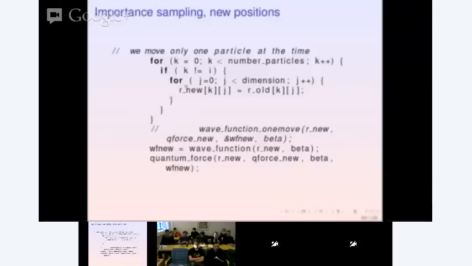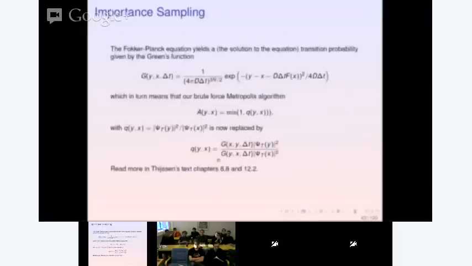So now I move one particle at a time, and I compute at the end here the new wave function, and then I compute this quantum force again, because I need now to compute the probability ratio. So I need the quantum force in the new position. So I would have an f of y. I have an f of x here. I'm moving from x to y. Then I compute it in the previous position, and then I have to do it from jumping from y to x, so I would also need it in the new position here.